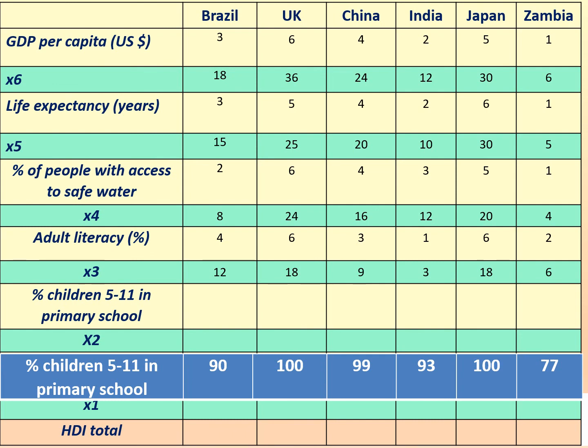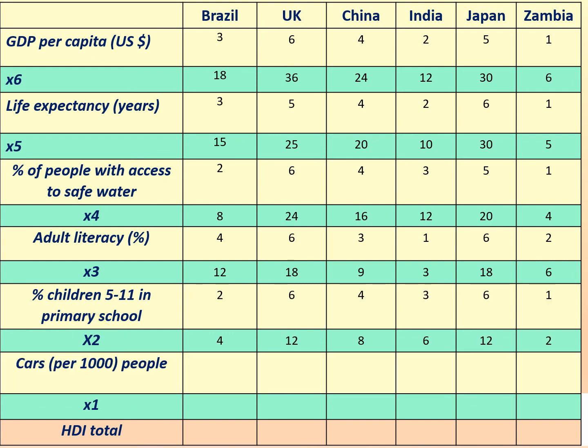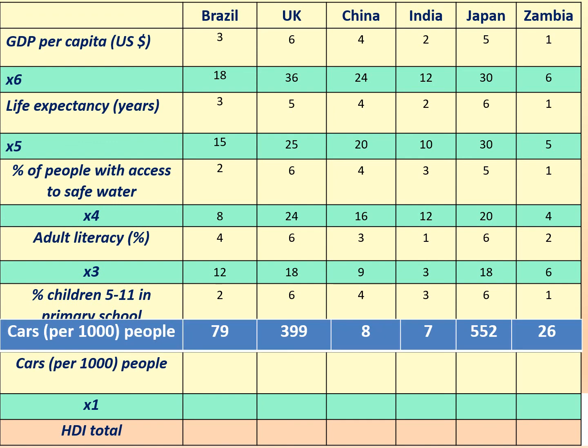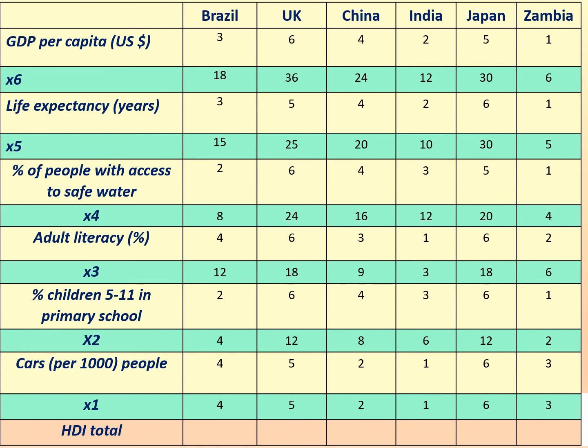And again, for percentage of children aged 5 to 11 in primary school, have a go at ranking and multiplying by 2. Be aware that 2 of the countries have the same percentage. And check your answers. Finally, rank the number of cars per 1,000 people and multiply by 1. And check your answers.